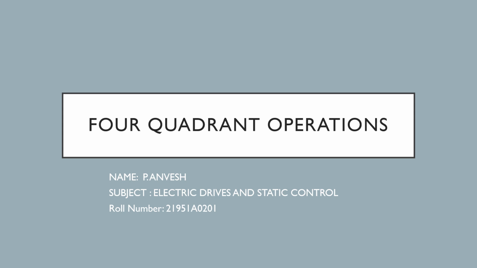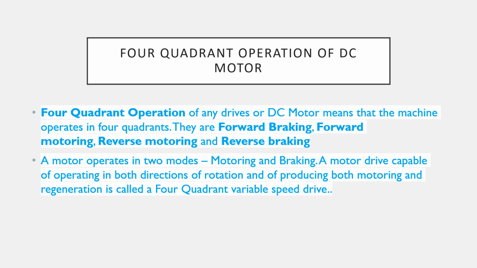So I wanna explain. Today my topic is about the four quadrant operations in electrical drives. Firstly, the four quadrant operations on a DC motor. The four quadrant operations of any drives or DC motor means that the machine operates in four quadrants. They are forward motoring, forward braking, reverse motoring, and reverse braking. A motor operates in two modes: motoring and braking.